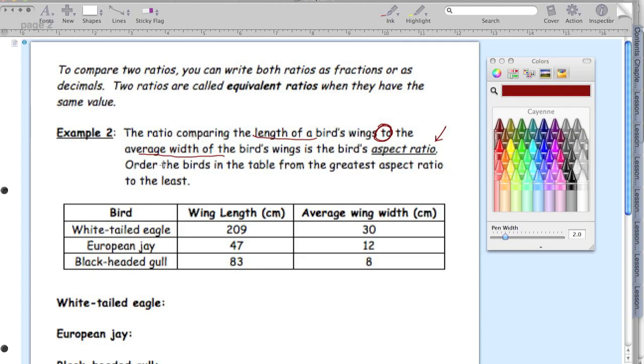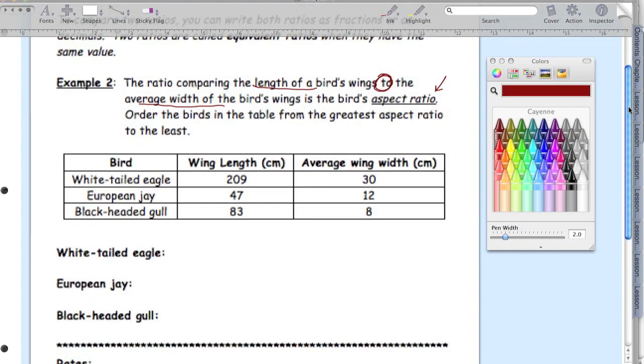Then they want us to order the birds in the table from the greatest aspect ratio to the least. So we need to find out what the ratios are, and then we can order them. It's going to be length to width, and luckily they put length first, width second. So we're just going to use this information right from here.